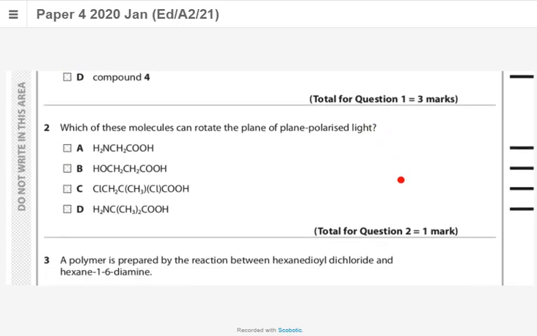Which of these molecules can rotate the plane of plane polarized light? It has to be a molecule which has a chiral carbon, a carbon which is attached to 4 different entities. You can see this carbon is attached to 4 different entities. 1, 2, 3. This whole thing is one group. 2, 3, 4 different entities. So that's a chiral carbon that will rotate the plane of the plane polarized monochromatic light.